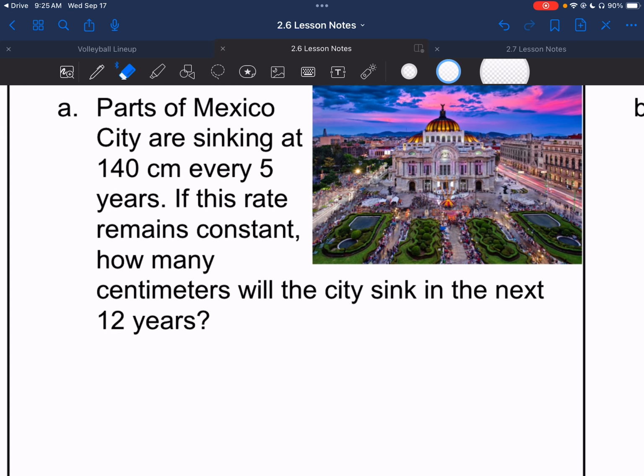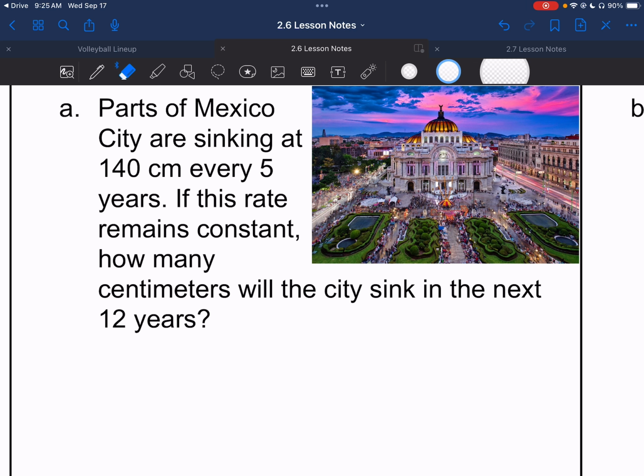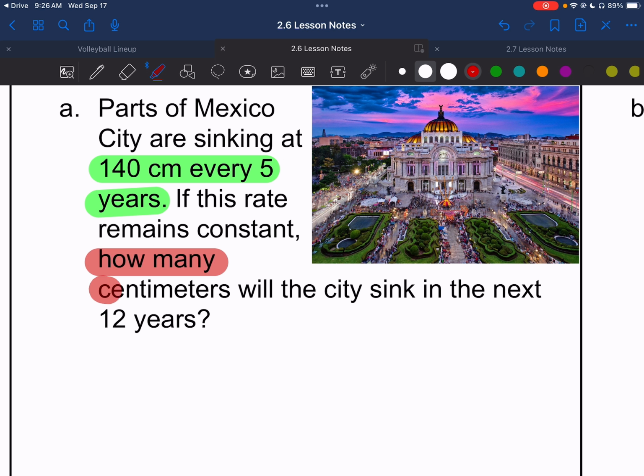So our setup is we are given that parts of Mexico City are sinking at 140 centimeters every 5 years. If this rate remains constant, how many centimeters will the city sink in the next 12 years? So if we reread and closely look at our scenario, we're given that the city is sinking 140 centimeters every 5 years. That is our rate that we're working with here. If this rate remains constant, we want to know how many centimeters. So that's our question. Will the city sink in the next 12 years?